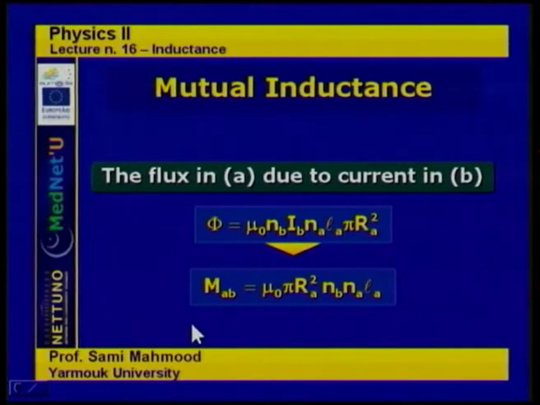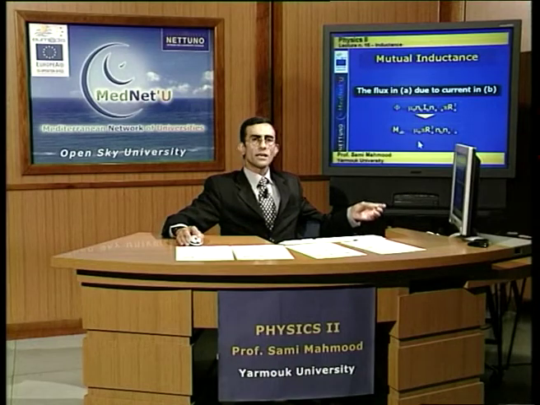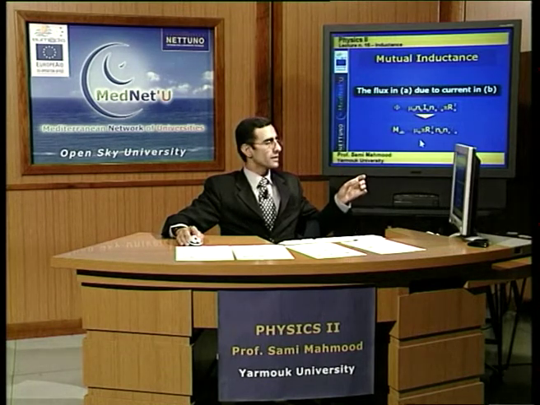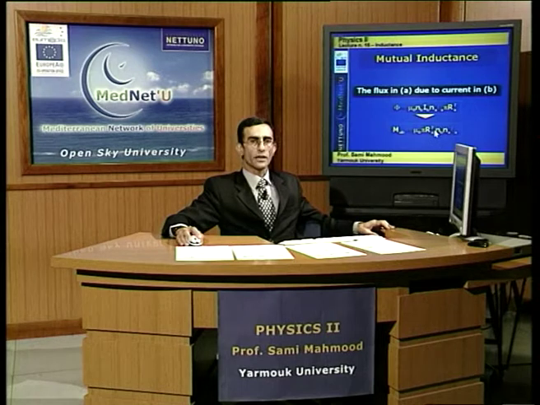And thus the mutual inductance of the system is equal to this flux divided by I B. So the flux through A divided by I B is equal to M AB, mu naught pi r A squared times N B times N A times the length of solenoid A. And that can give us a result: we can obtain the mutual inductance per unit length, actually, if we divide by L A.